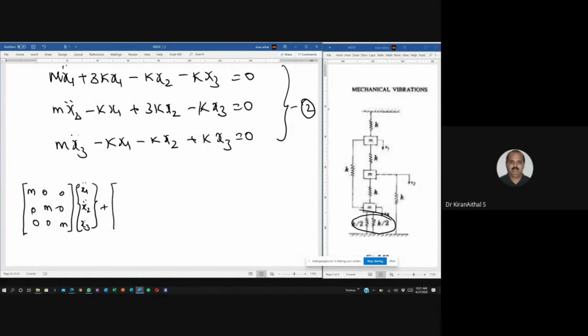plus I have to get the stiffness matrix. Now here, what is this? 3k, minus k and then minus k. Again, second equation, minus k, 3k, minus k, and the third row minus k, minus k, and k. Then this becomes x1, x2, x3 is equal to 0.